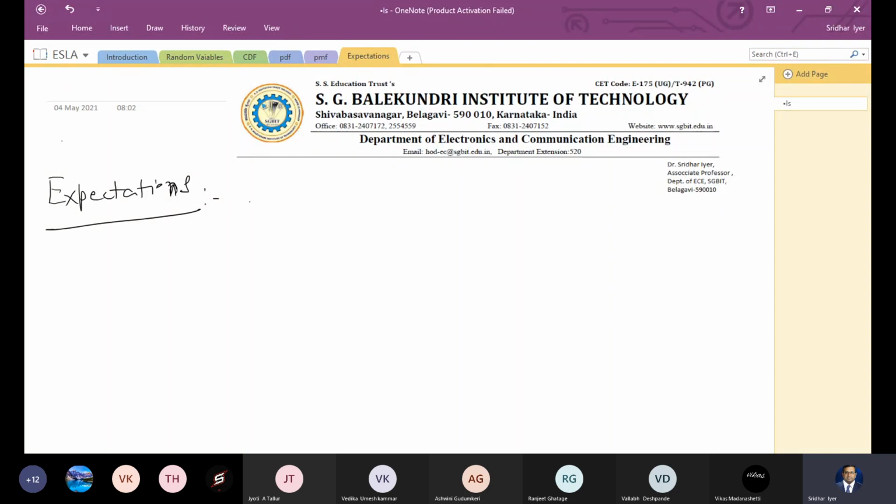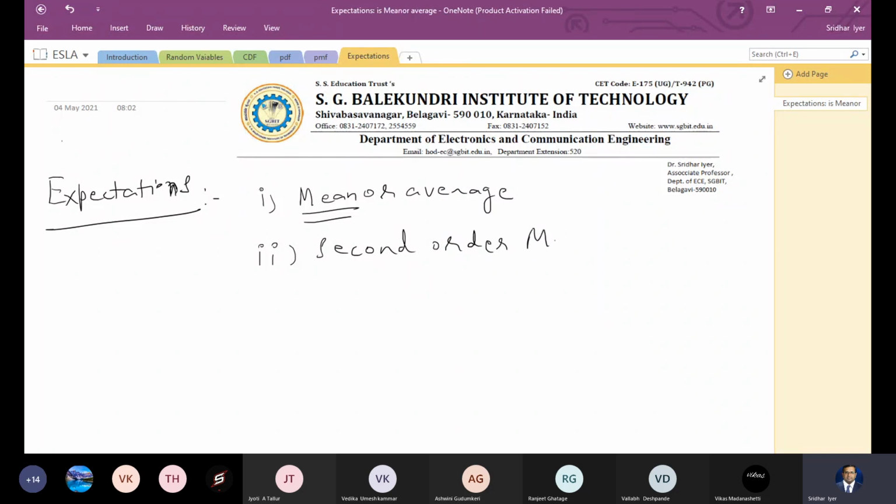In terms of expectations, there are three values which we usually find out. There are many values, but we'll concentrate on three because all other values can be found through these values. The first expectation that we find is the mean or average, but we'll stick to the term mean. Second is the second order moment. It is not movement, it is moment, and I'll explain what this is. And the third is variance.